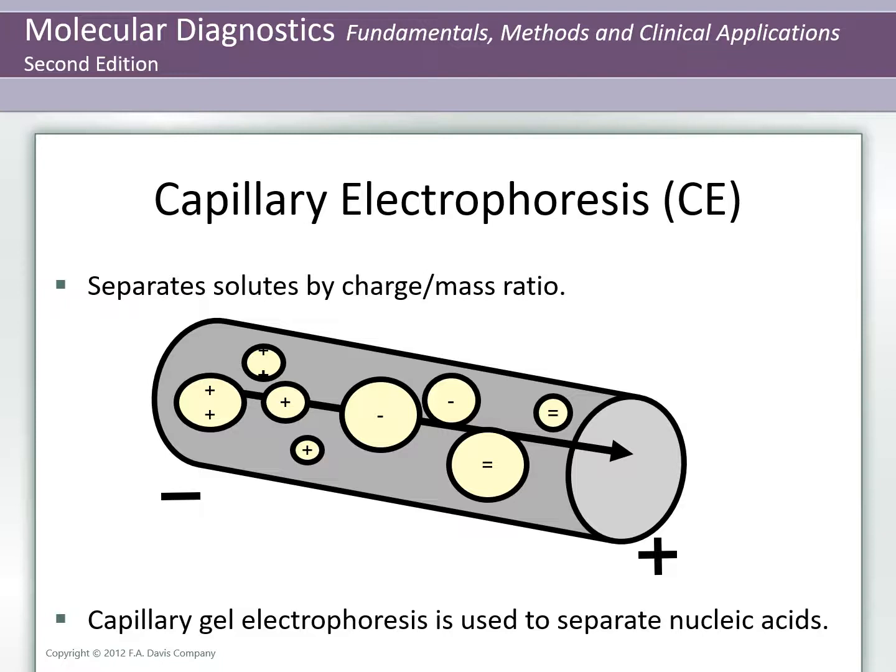Capillary electrophoresis separates solutes by charge-to-mass ratio. The widest application of this type of electrophoresis has been in the separation of organic chemicals in the pharmaceutical industry, and also the separation of carbohydrates. It's also been applied to the separation of inorganic ions and metal ions. Capillary electrophoresis has the advantage of faster analytical runs and lower cost per run. Increasingly, it's being used for separation and analysis of nucleic acids as well.